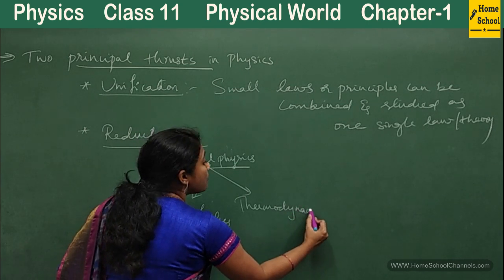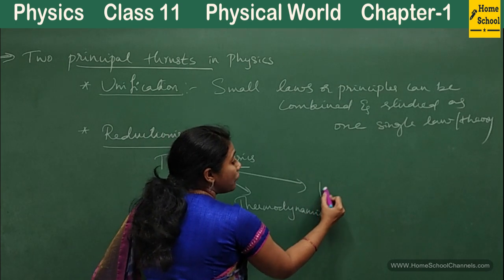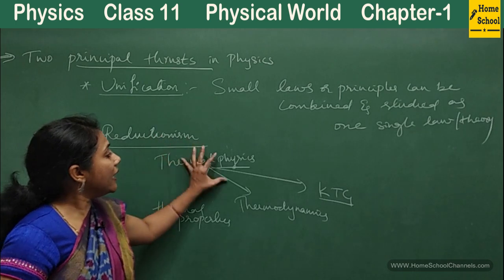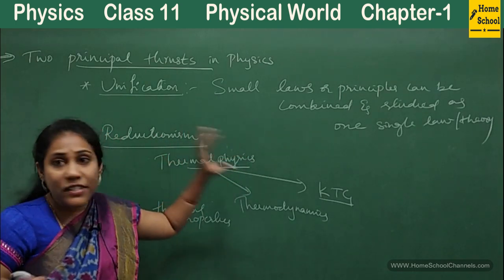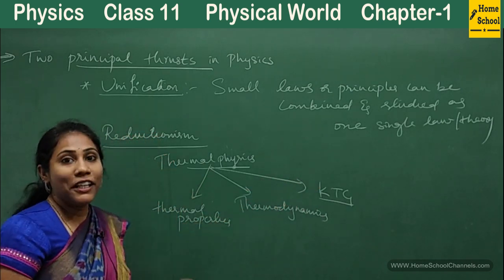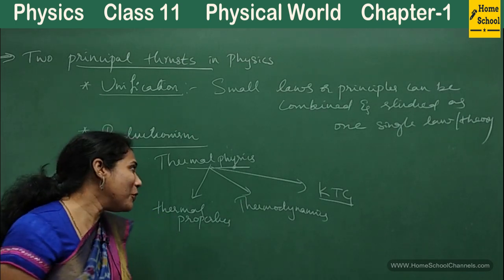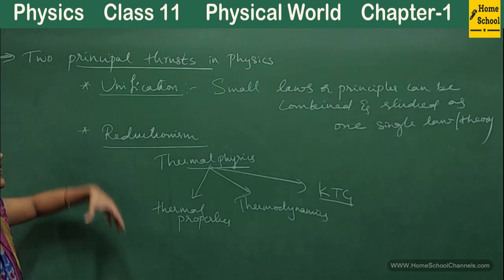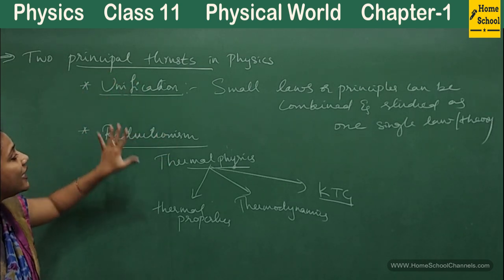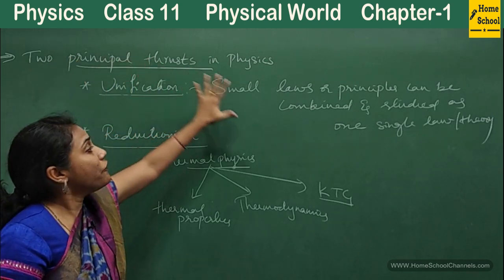Thermodynamics is one of the small branches of physics, and we also study the kinetic theory of gases. The kinetic theory of gases is a very vast concept. At a stretch you can't study it, so we can split it into small topics and study. This also makes things much easier, right? So physics can be studied by unification or by reductionism. Unification and reductionism are two principal thrusts in physics.